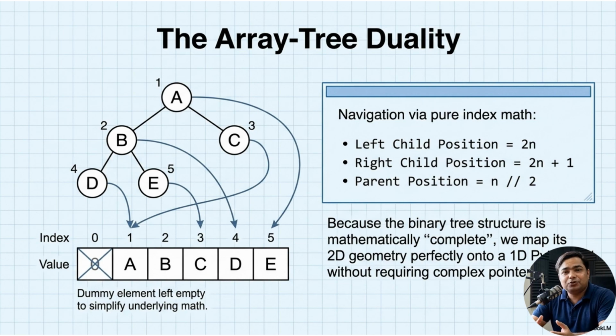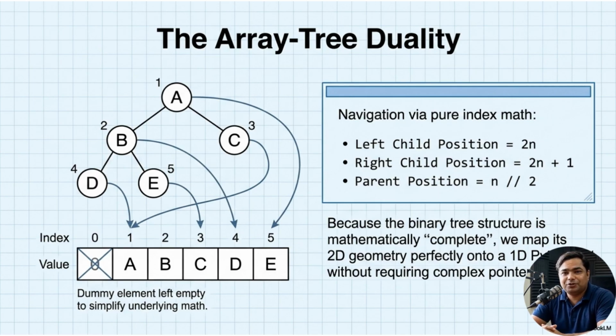Now, this slide shows one of the most important ideas in heaps, array tree duality. Although a heap looks like a tree, we usually store it in an array. Why is this possible? Because the heap is a complete binary tree. Since all nodes are filled from left to right, their positions are predictable. In this slide, we use a dummy index at position 0. This makes the math easier.